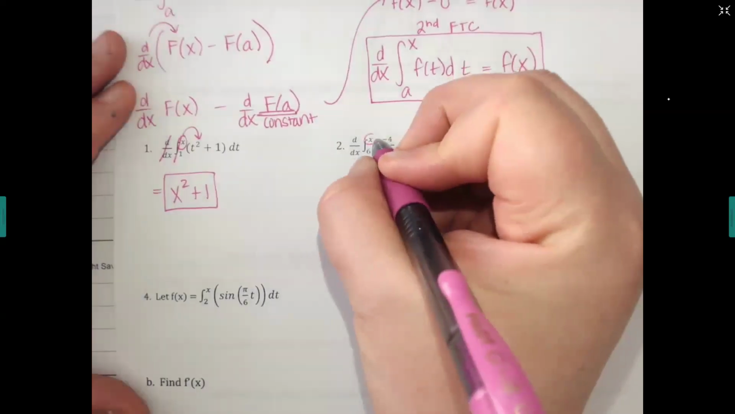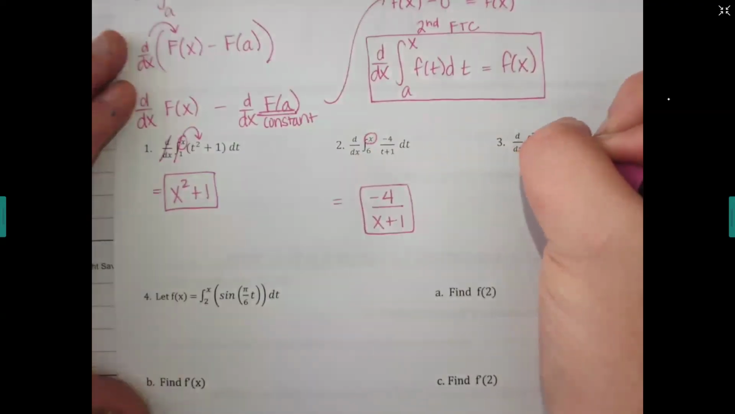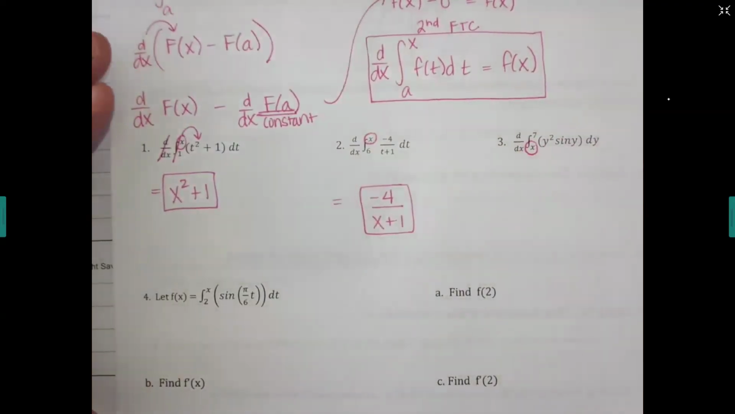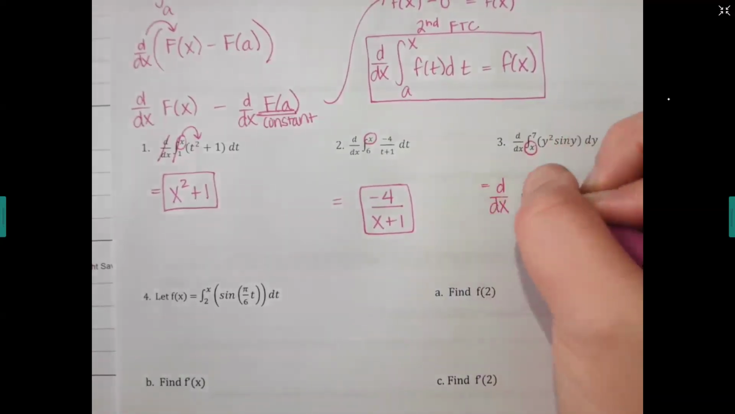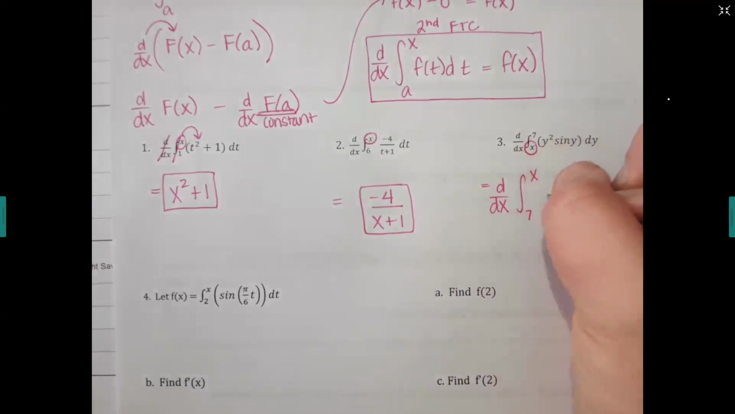Okay, the x is on the bottom. The other two, it was on the top. You cannot use the second fundamental theorem with the x on the bottom, but if I reverse this order, there is a rule that says I'm allowed to do that as long as I apply a negative to the function.